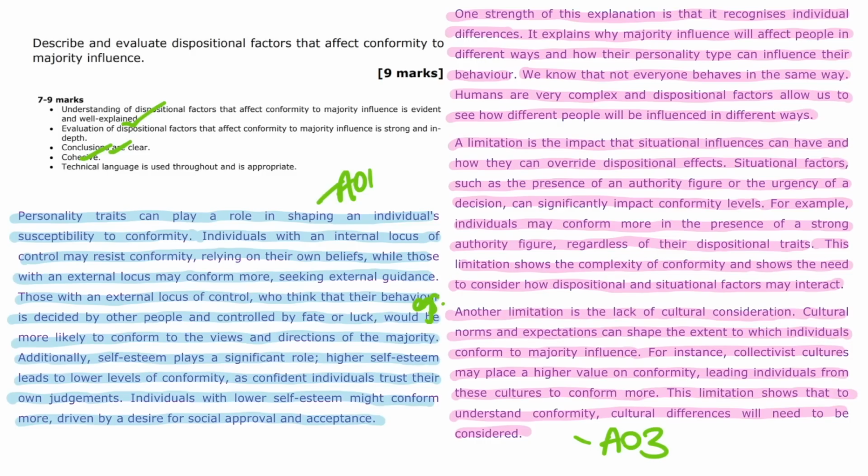If we move on to the evaluation, the response presents a clear strength by emphasising the recognition of individual differences. The point is very straightforwardly identified, and the explanation elaborates on how personality types can influence behaviour. The mention of humans being complex and dispositional factors allowing for an understanding of individual variation adds depth to the evaluation and really highlights why this is a strength.